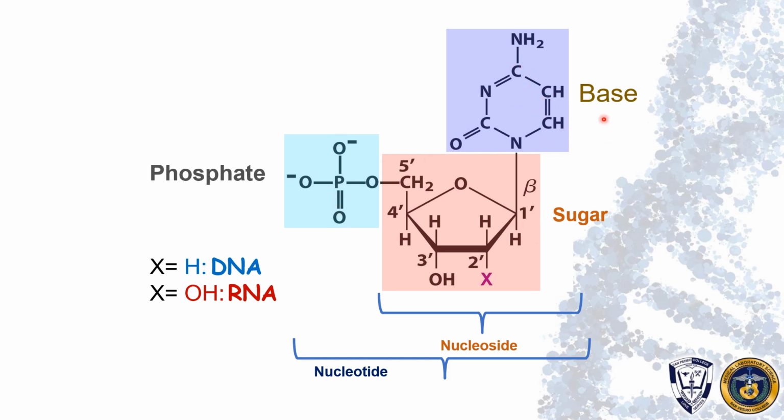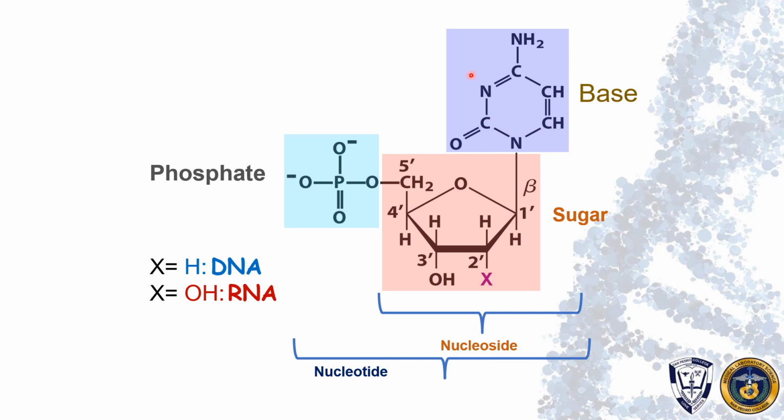So, yung base natin is either purine or pyrimidine. As I've said, pag purine, these are double-ringed structure. Double-ringed because meron pang isang ring dito. A purine is an aromatic compound, a double-ringed aromatic compound, which is composed of five carbon atoms and four nitrogen atoms. On the other hand, your pyrimidine organic compound is composed of four carbon atoms and two nitrogen atoms.